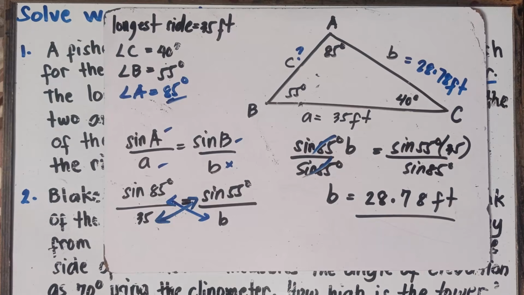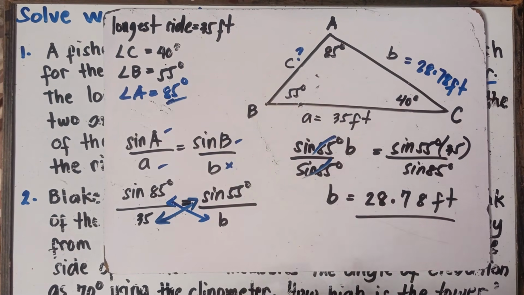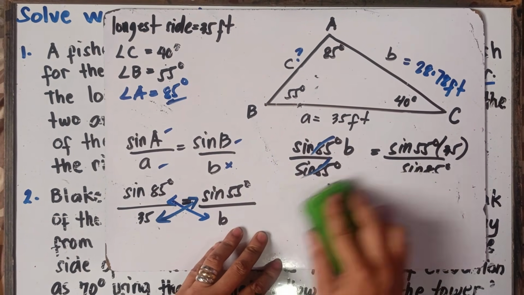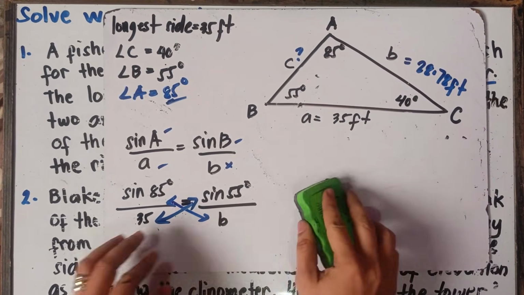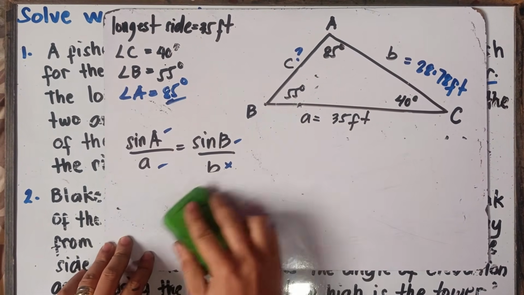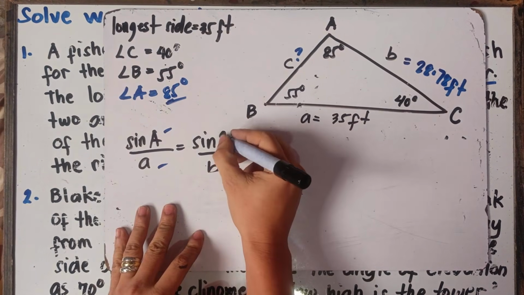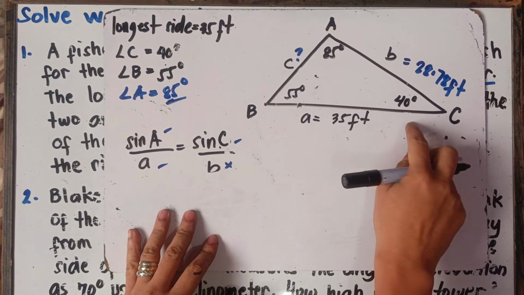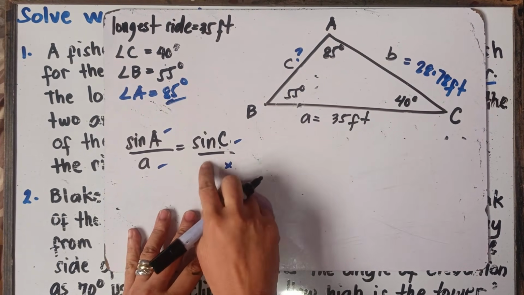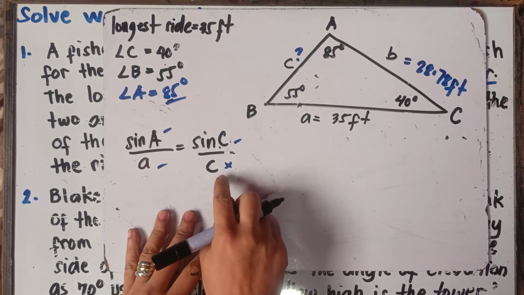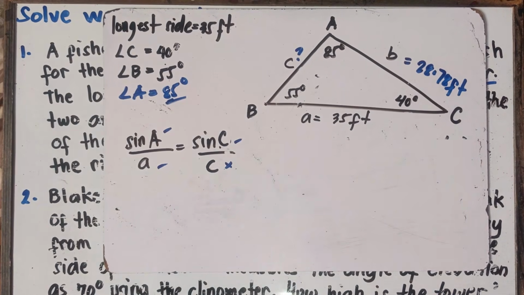Alright, so let's proceed now in finding side C. Can we use sine A over A and then sine C over C? Can we use sine C over C? Do we have angle C? Yup, we have angle C. Do we have side C? Nope, we don't have side C. Therefore, we can use this one because we only have one unknown.